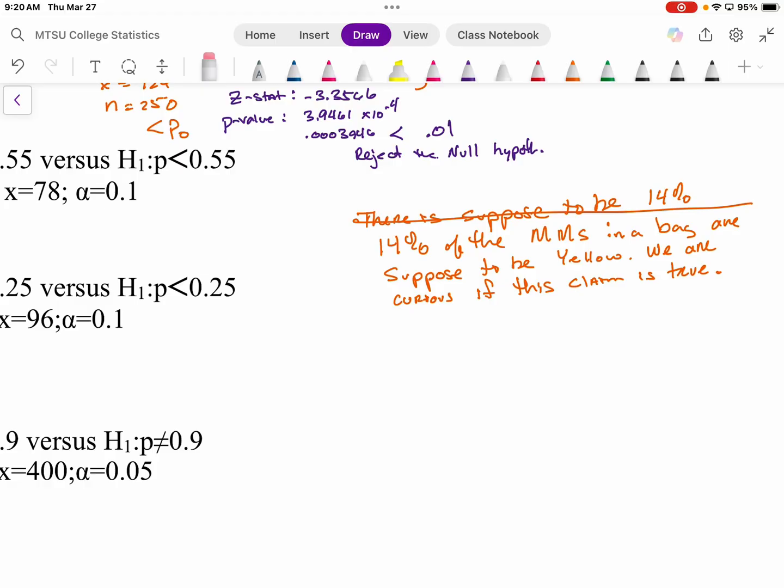Because I don't know if you guys ever do this when you open up a bag of candy or something and you're like, man, I got a lot of this one color compared to these other colors. In this case, it might be easier just to say, hey, is it different than 14%? So we're doing a two-tailed test. So we're wondering if that claim is true. So what we're going to do is a hypothesis test.